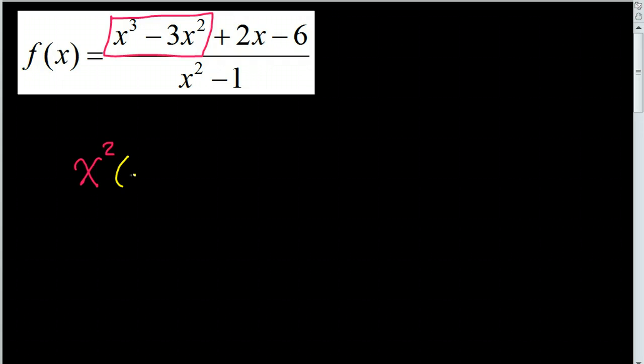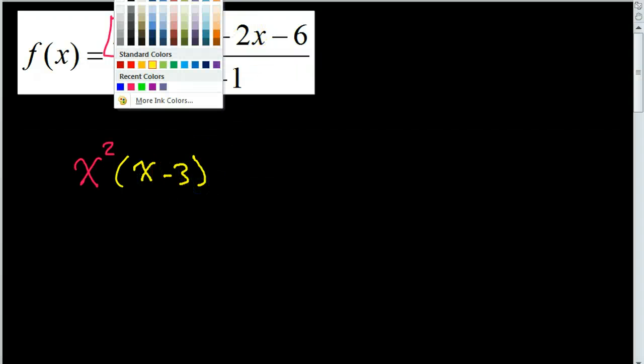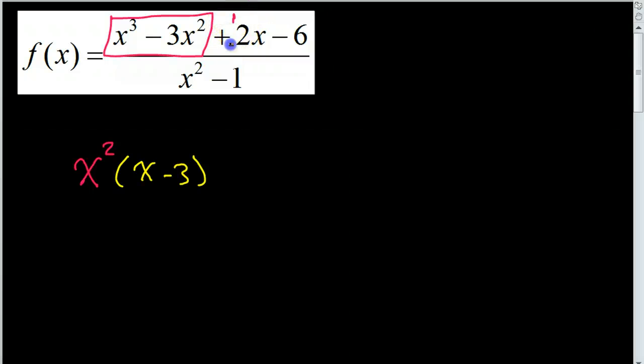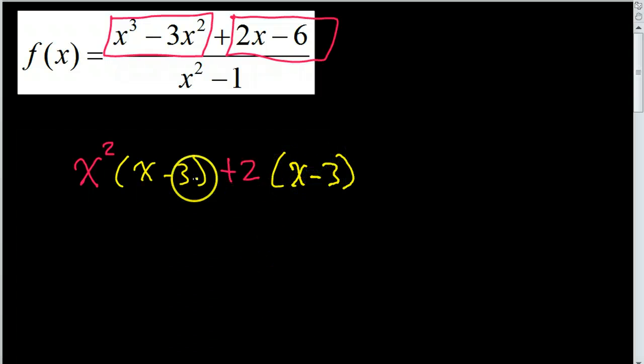we need to see if there are any holes, because if anything cancels out, that means it won't be around to be a vertical asymptote. So that's going to leave behind x minus 3. Now, looking at the second pair, what's the GCF there? 2. So I pull out that plus 2, and that's going to leave behind x minus 3. All right, that means grouping is working because I have x minus 3 twice. So I'm going to take that x minus 3, pull it off to the side.